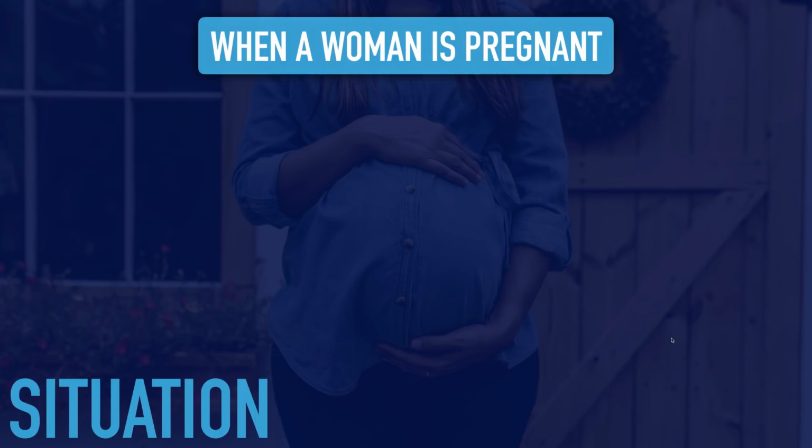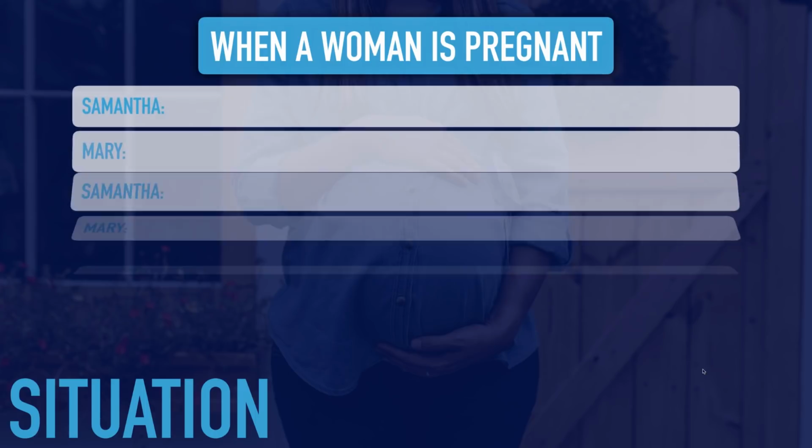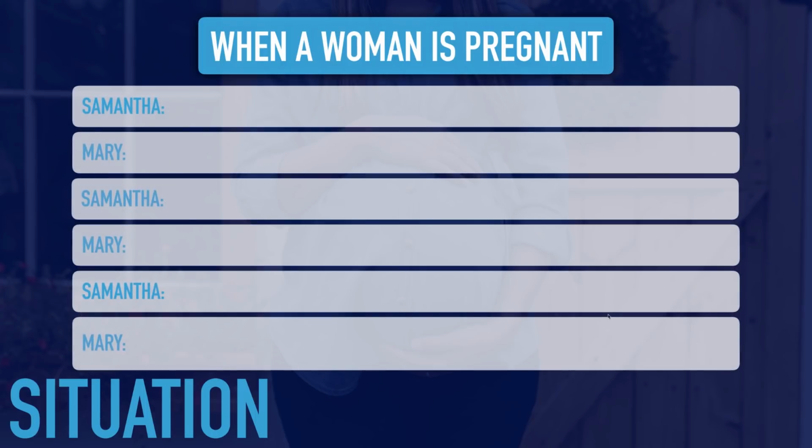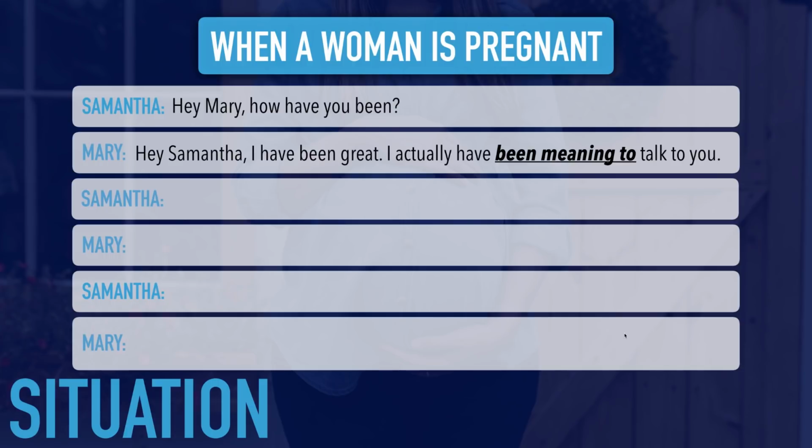So when a woman is pregnant, this dialogue is between Samantha and Mary. Samantha says, "Hey, Mary, how have you been?" Mary says, "Hey, Samantha, I've been great. I actually have been meaning to talk to you."